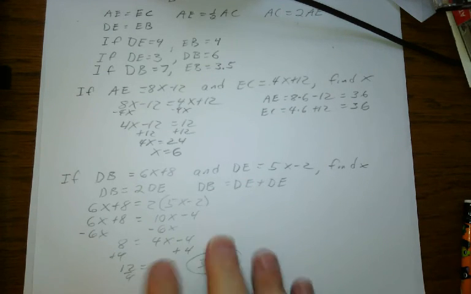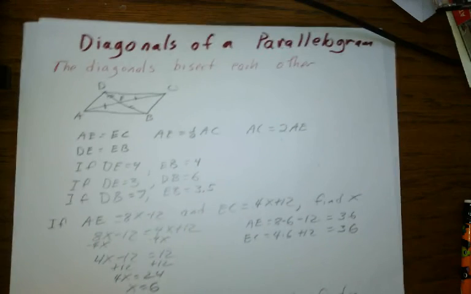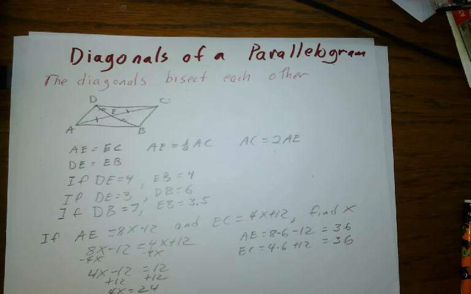Okay? So, just to kind of review today's topic, when you're doing the diagonal problems, you have to look at the diagram and see what you're given. If you're given each half of the diagonal, of course you would set them equal. If you're given the whole and then the half, you have to double one of them to equal the whole. And then you would solve your problems.